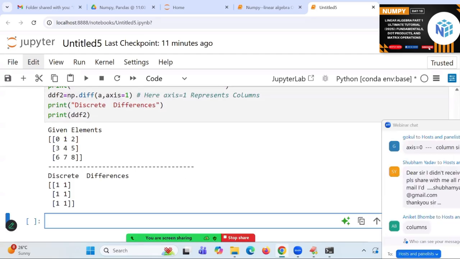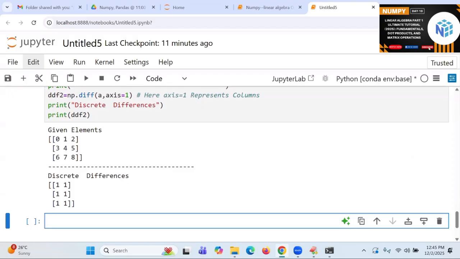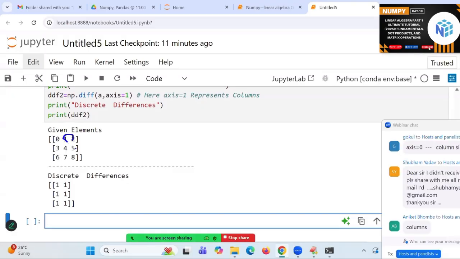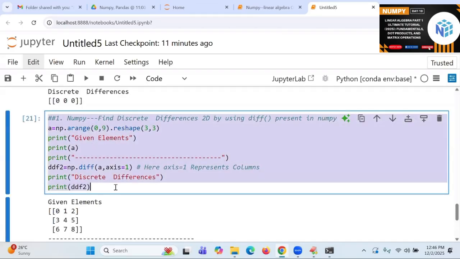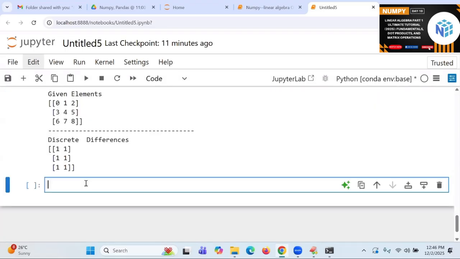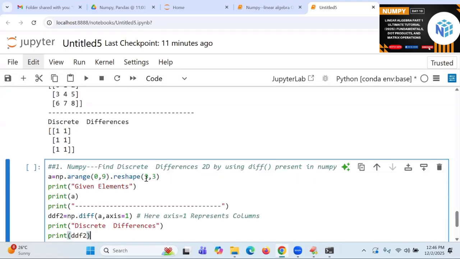Come on. 1 minus 0, 4 minus 3, 7 minus 6. It is 1, 1, 1. 2 minus 1, 1. 5 minus 4, 1. Got it or not? Next I will go to what? Discrete differences 2.